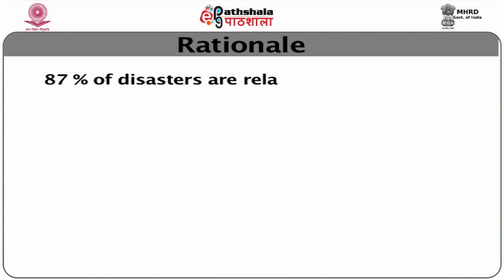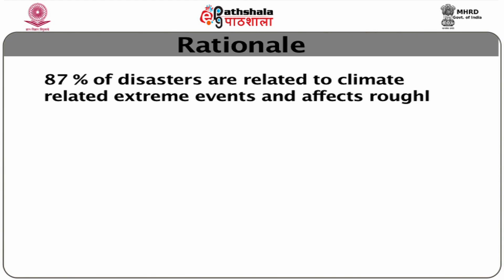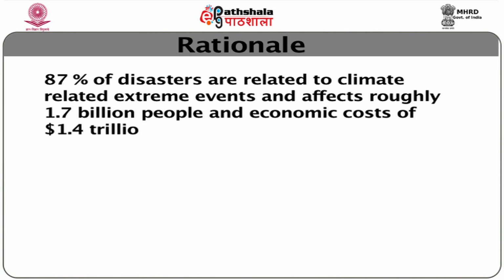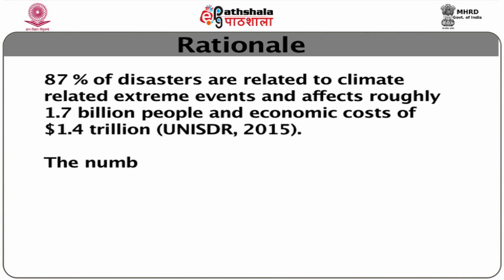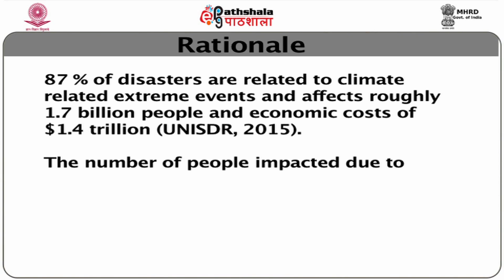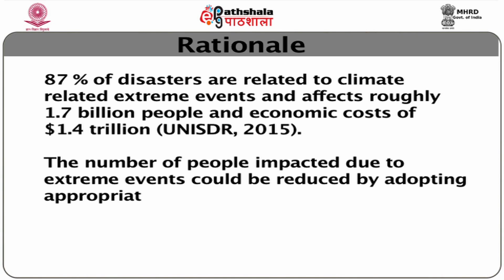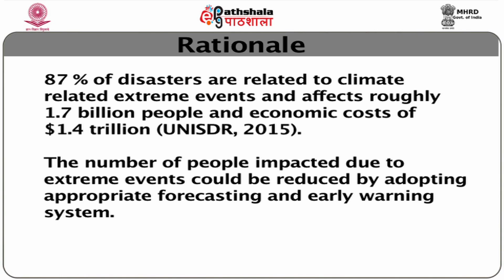87% of disasters are related to climate-related extreme events and affect roughly 1.7 billion people, at an economic cost of $1.4 trillion, according to UNISDR 2015. The number of people impacted due to extreme events could be reduced by adopting appropriate forecasting and early warning systems.